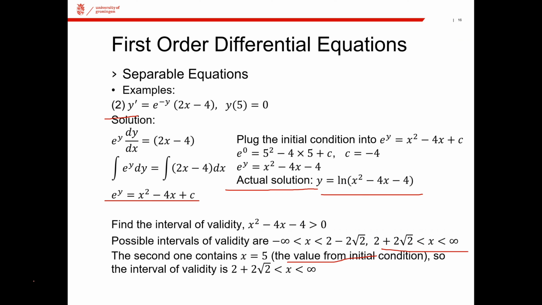And then, because the second interval contains x equals 5, that is the value from the initial condition, the interval of validity is the second interval.